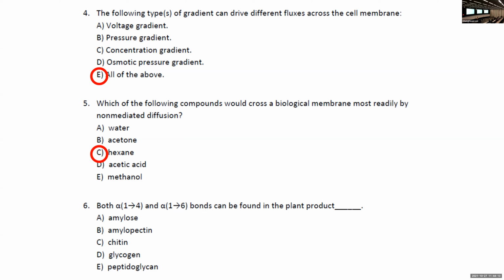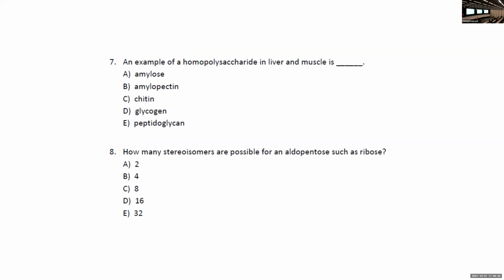Number six, it's B. Again, you can go back to all the descriptions about the different kinds of polysaccharides and get an idea. The rest of them contain all the 1 to 4 connections. Number seven, the reason why is because it's seen in liver and muscle in animals, right? So it has to be glycogen, not amylopectin or other things like amylose, which is also a homopolysaccharide.